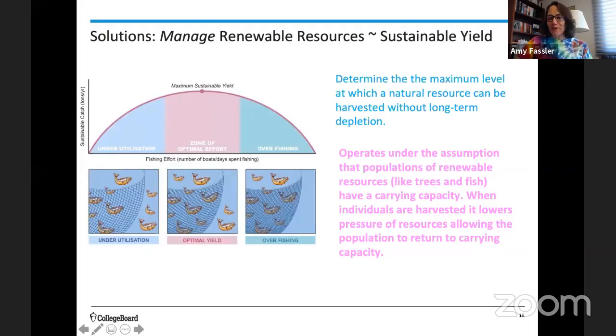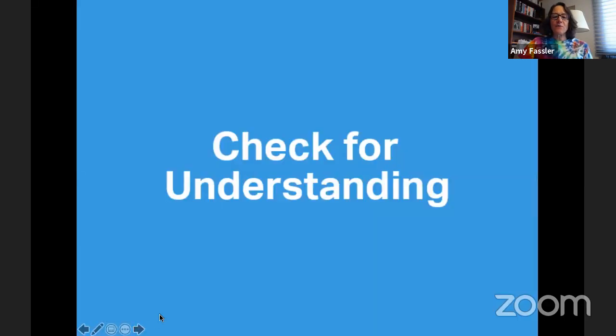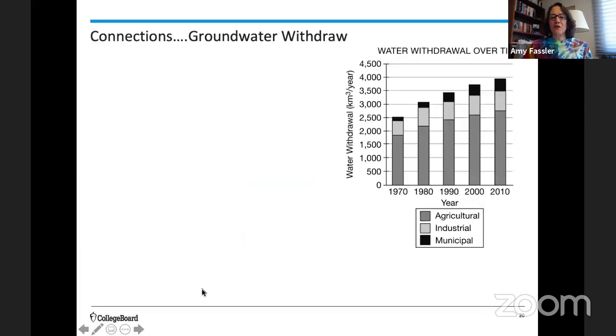And again, we're going to look at overfishing and deforestation in a lot of detail now that we've reviewed some of the basic ideas in this first lesson. So let's take a step back and see if we can apply that by looking at a quantitative data set and looking at groundwater withdrawal. Groundwater is another example of a commons.